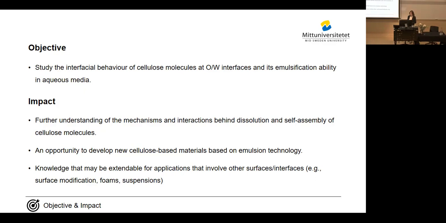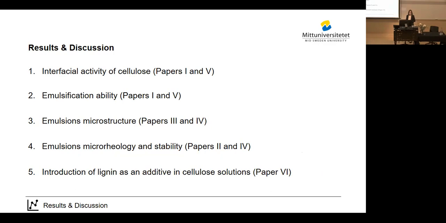So moving on to the results now, this will be divided into five points. We will start by talking about interfacial activity of cellulose in both acidic and alkaline media, and then we go through its emulsification ability in both media, emulsions microstructure, and a few highlights on the emulsions microrheology and stability. And the last point does not concern emulsions directly, but we will be talking about adding lignin as an additive in cellulose solutions. This came with the purpose of adding another natural amphiphilic co-stabilizer, and see if there was a synergy in creating emulsions later on.